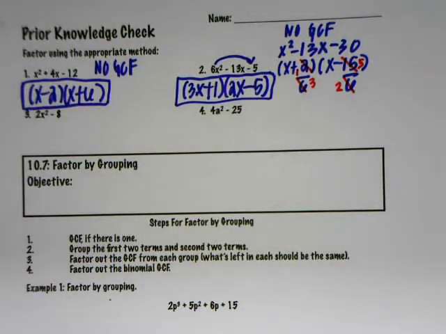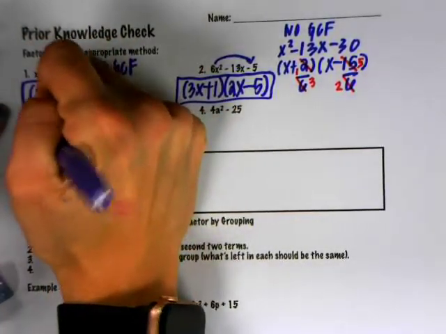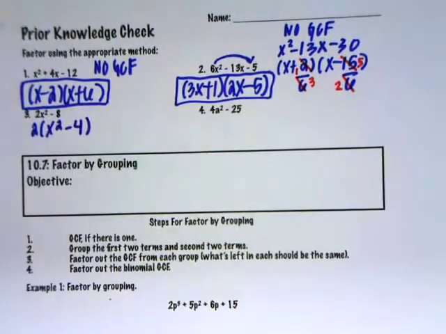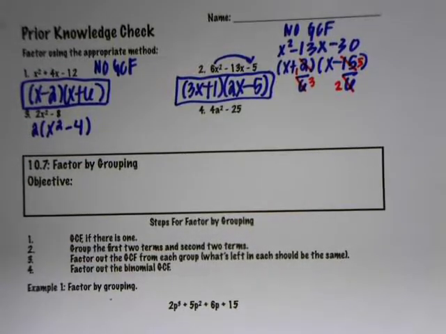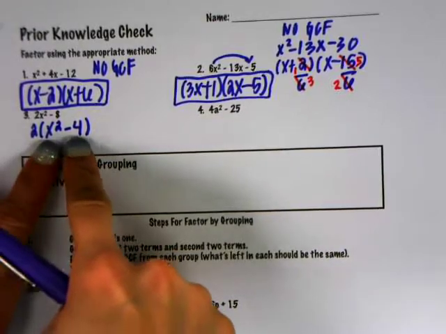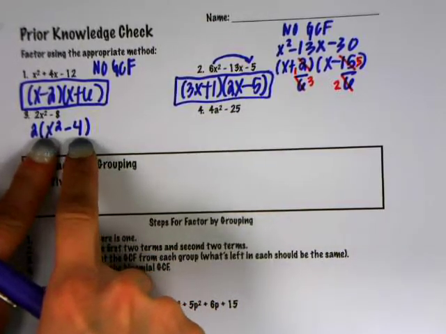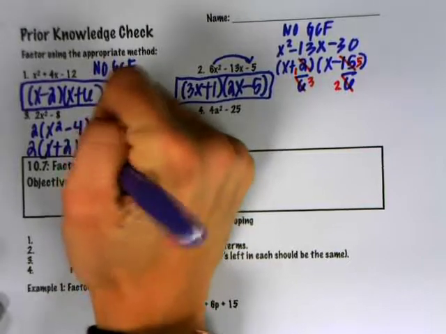Number 3, how many terms do you have? 2 terms. Is there a GCF? Yes. What is it? 2. So we're going to take out the 2, and then we have x squared minus 4. There's only one thing you can do for anything with 2 terms, what we did Friday. Ask yourself, is it subtraction? Yes. Are both of these something times itself? Yes. So keep your GCF of 2, and then do the plus and minus pattern. So you'll do x plus 2, x minus 2.